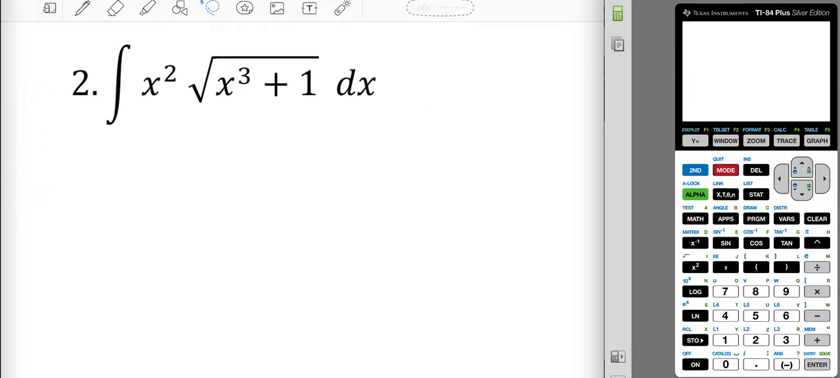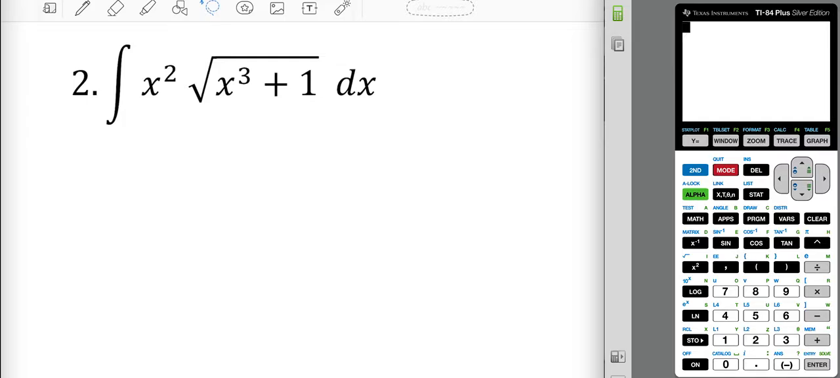I can look at this as two separate factors, x squared and the root of x cubed plus 1. I could also look at it as x squared and then the composite function of x cubed plus 1 plugged into the cube root function. In which case I would let u be equal to x cubed plus 1. Now, there's different schools of thought on this.